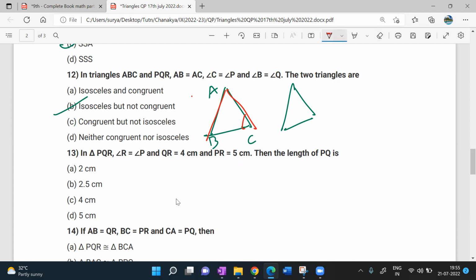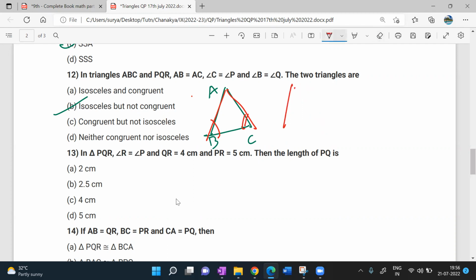They're not corresponding angles. If you want to make them congruent, then it should be something like RQP. In PQR, this angle and this angle both are equal. Then the two triangles should be called isosceles but are not congruent. There should be RQP. Let me tell you.